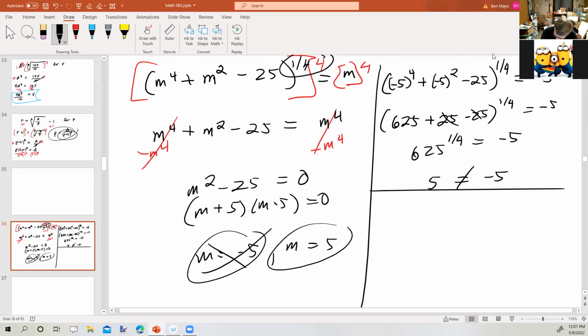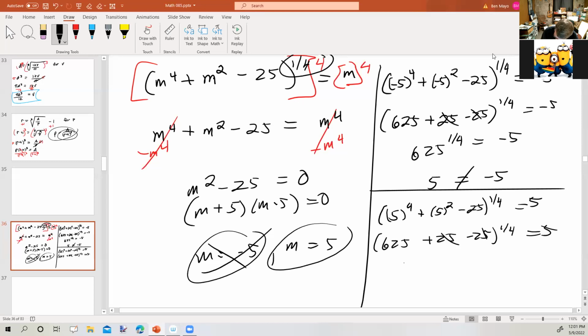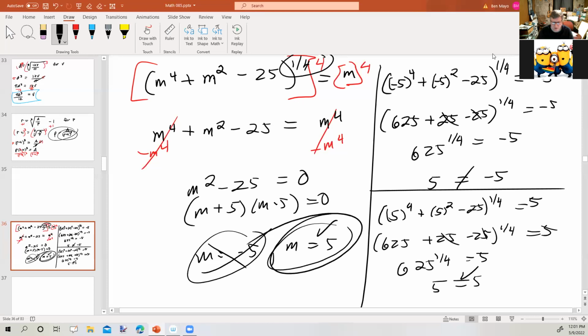Let's try the +5 for m and plug that in. +5 to the 4th plus +5 squared minus 25 to the 1/4 power equals 5. 625 plus 25 minus 25 to the 1/4 power equals 5. 625 to the 1/4 power equals 5. 5 equals 5. It checks. So two potential solutions. This one's extraneous. It doesn't work. This one is correct. Any questions about that?